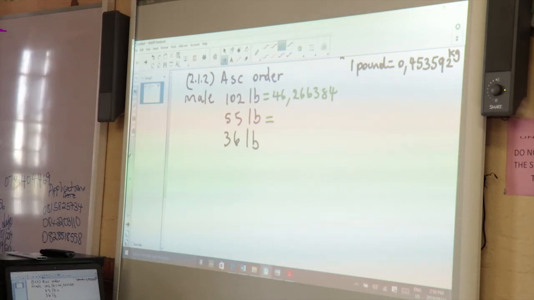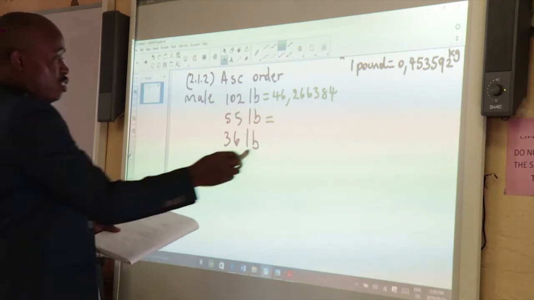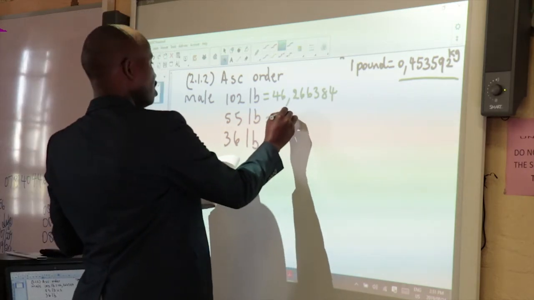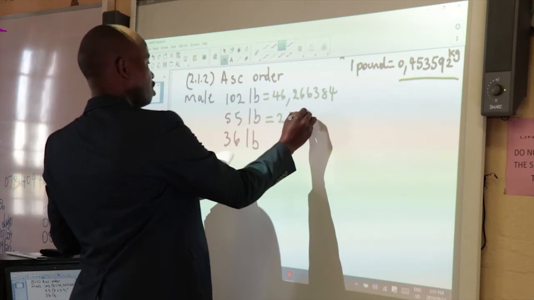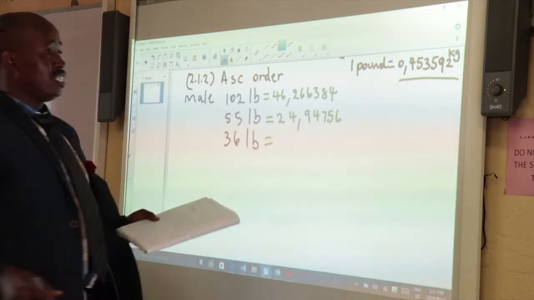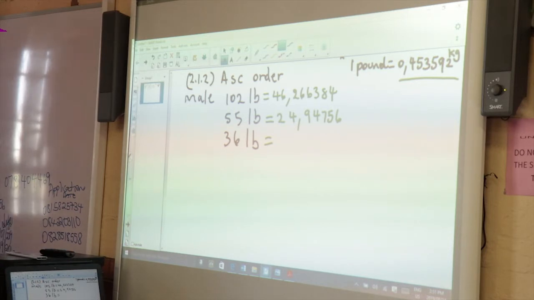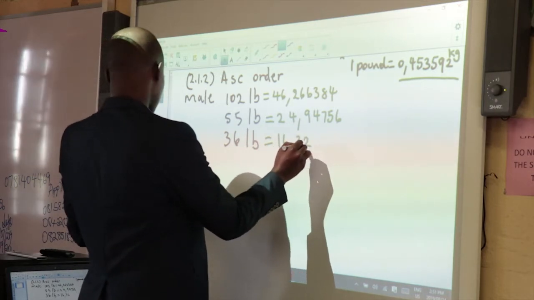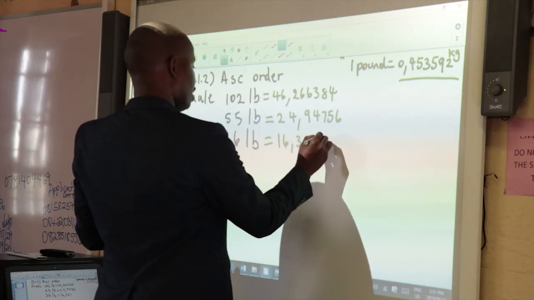The male who is 55 pounds in kgs, what is the weight of that man? We convert again using this conversion factor: 24.95 kg. If you follow the pattern given on the question paper of rounding off to 2 decimals, it is 24.95. Then the male who is 36 pounds, what is his weight in kgs? It is 16.33.